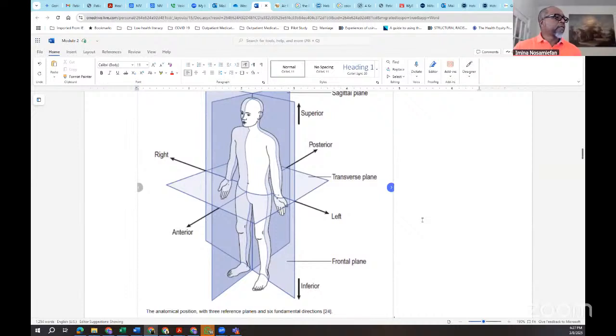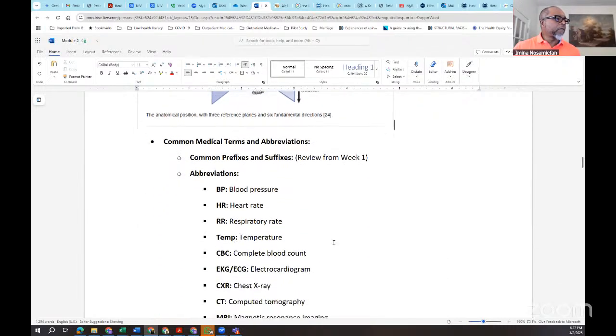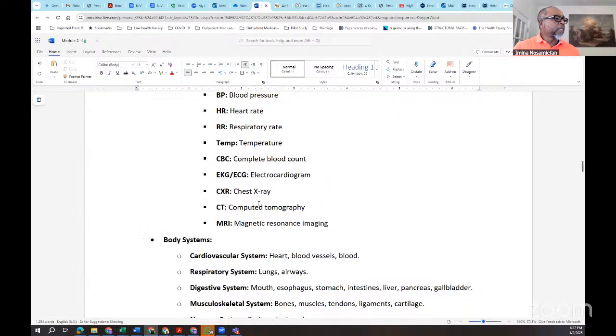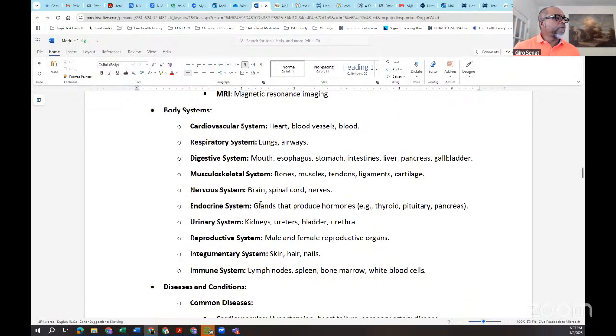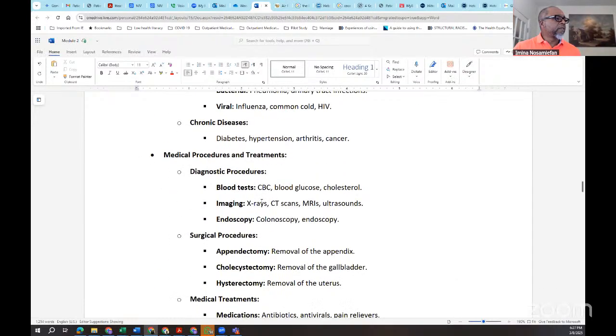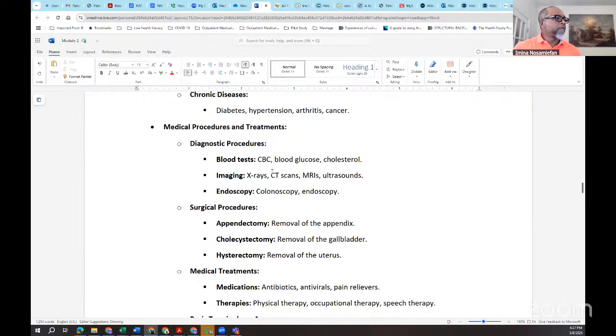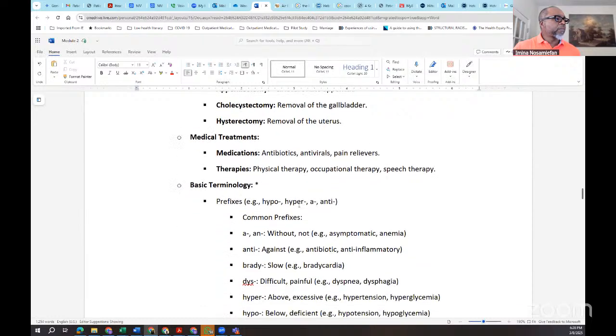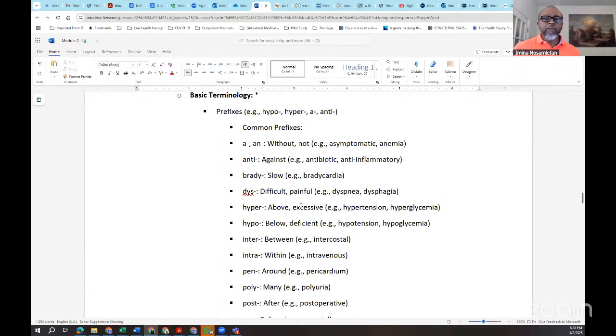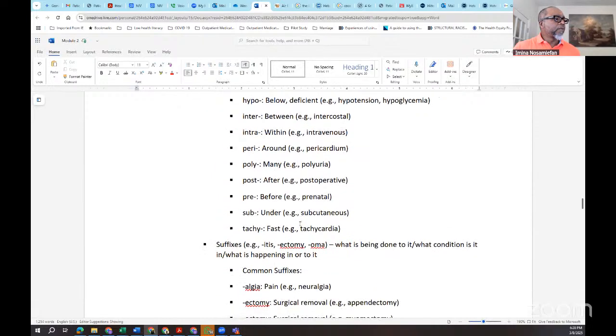Okay, so there will be quizzes on this, so make sure you understand all these planes, and anterior, posterior, medial, lateral, proximal, distal, and all that, superior and inferior. We already did these quizzes. This is some of the diagnostic procedures: blood tests, imaging, endoscopy, surgical procedures and things. We've done a quiz on this.